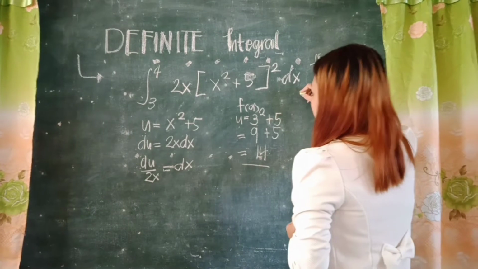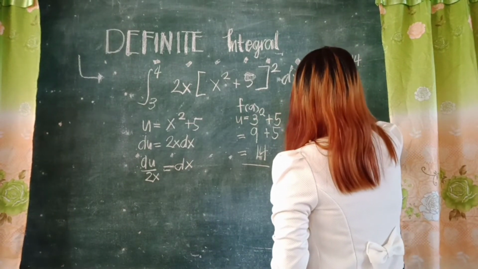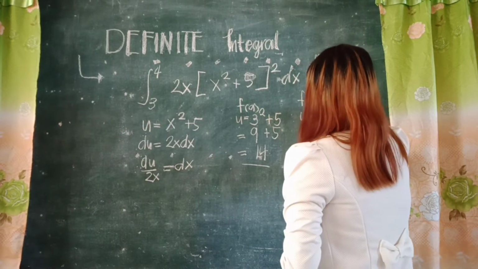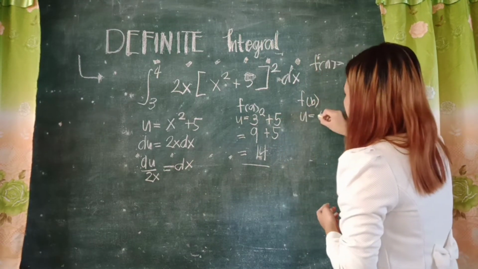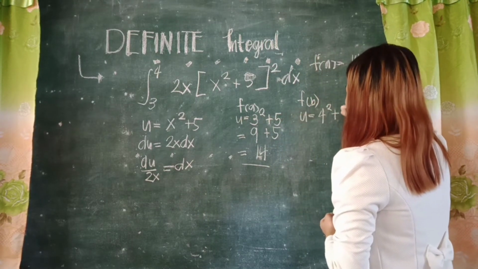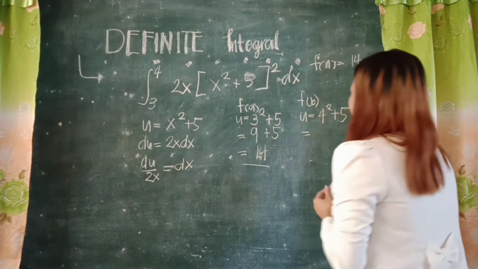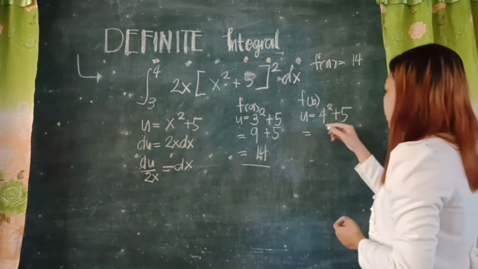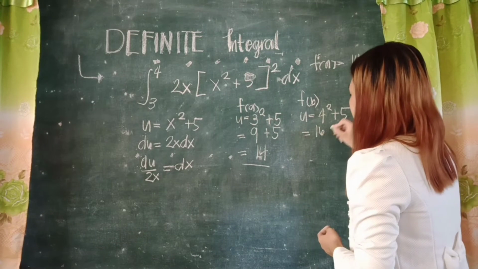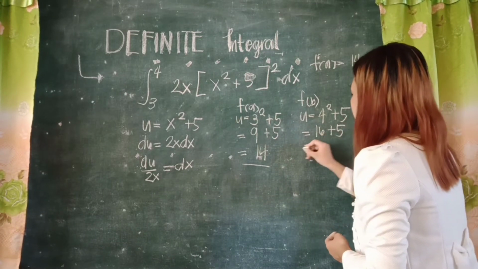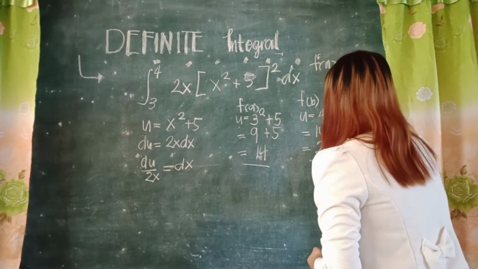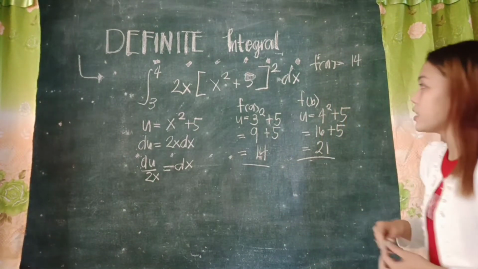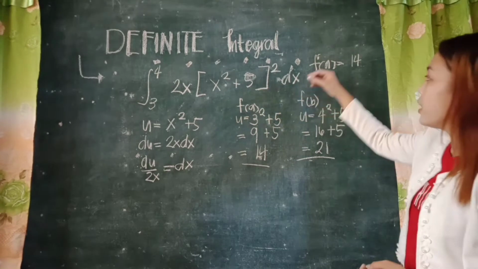Now for the upper limit, u is equal to the upper limit 4 squared plus 5. 4 squared is 16, and 16 plus 5 is 21. So 21 is our new value for the upper limit.